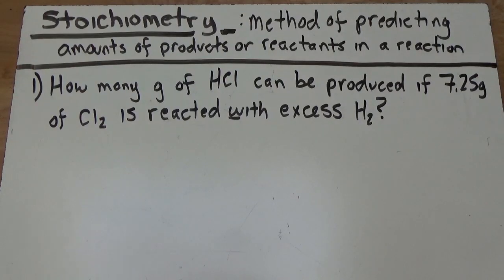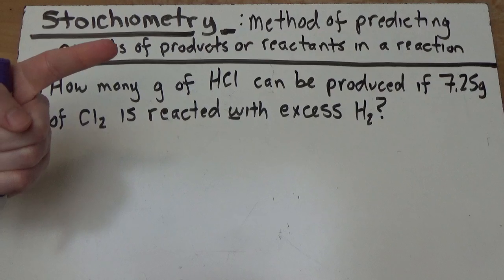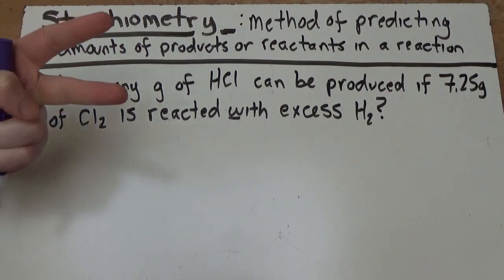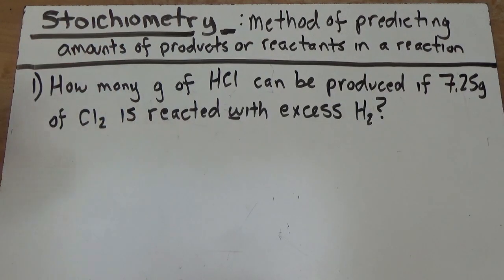Today's lesson is stoichiometry, which is a method of predicting the amounts of products or reactants that are in a reaction. It is important, though, that you know that before you start doing any problem in stoichiometry, you first need to determine what the reaction is, and second, you need to balance it. So let's do that with my first problem, number 1.